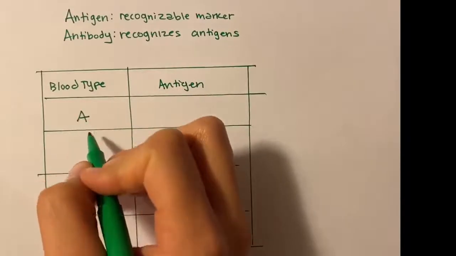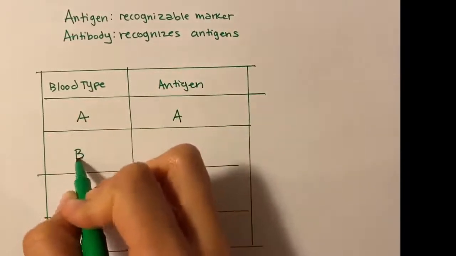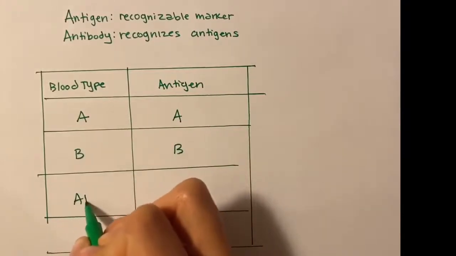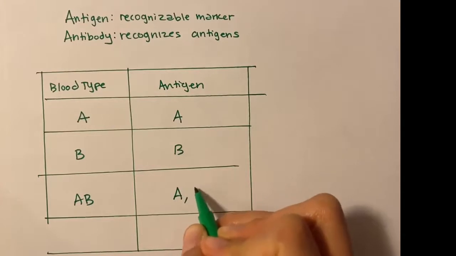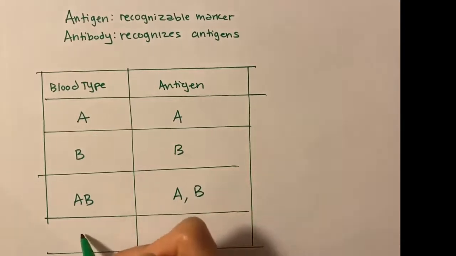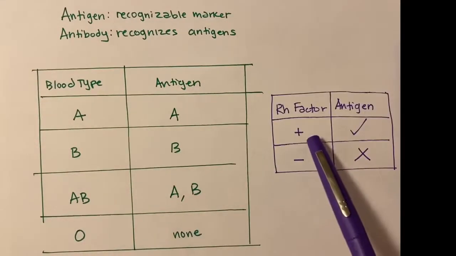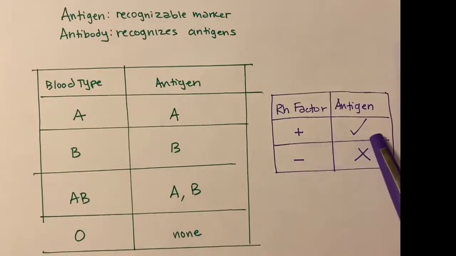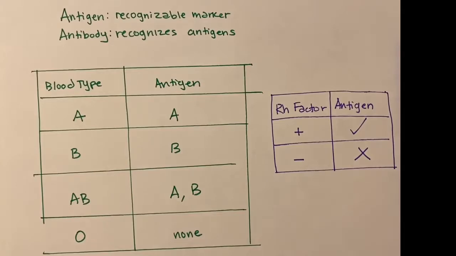Blood type A has the antigens for A. Blood type B has the antigens for B. Blood type AB has the antigens for both A and B. And blood type O has no antigens on it. Rh positive blood has Rh antigens, and Rh negative blood lacks Rh antigens.